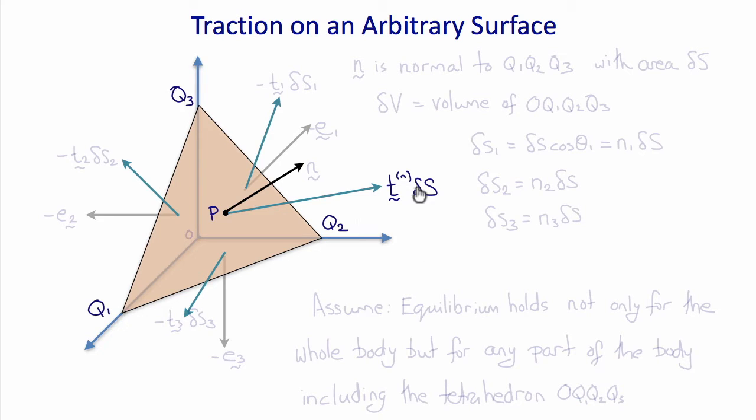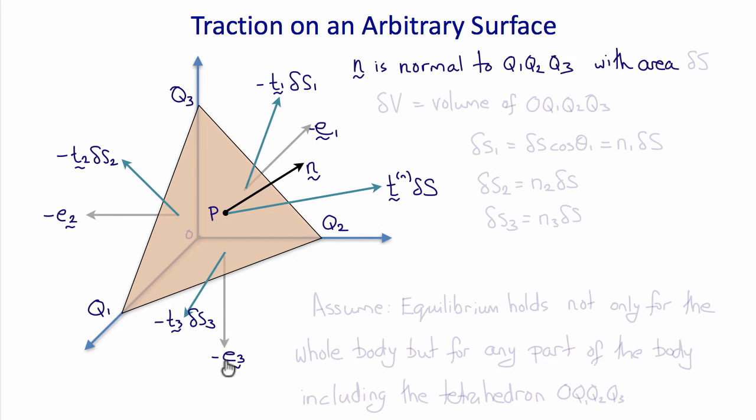The traction acting normal to the surface is T superscript n, and multiplying that by the area of the surface, delta S, will be the force. N is the outward normal to the surface. And if we were to look at the back side of this tetrahedral volume and consider that there are reaction forces on each of these faces, then we could label them minus T1 times delta S1, the area of this triangle, on the face whose normal is minus E1, minus T2 delta S2 on the face whose normal is minus E2, and minus T3 delta S3 on the face whose normal is minus E3.